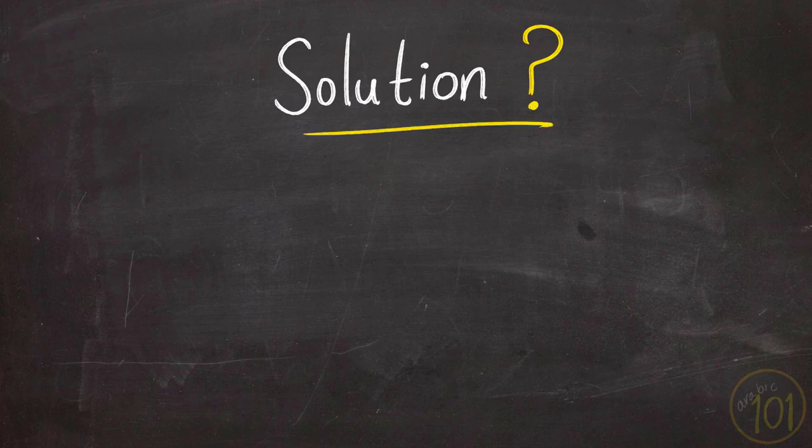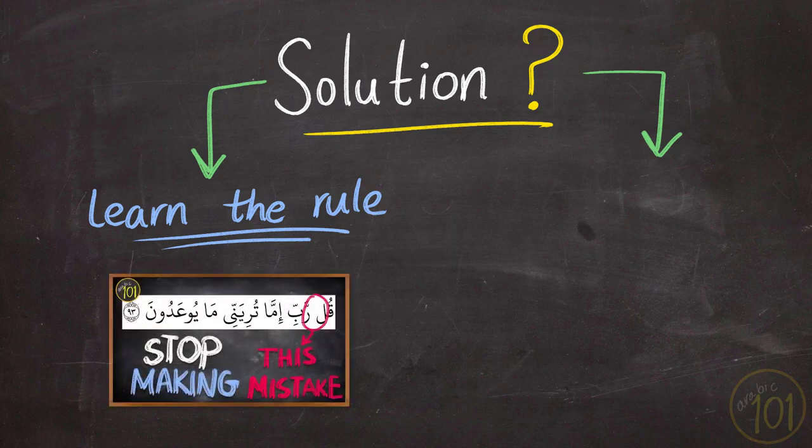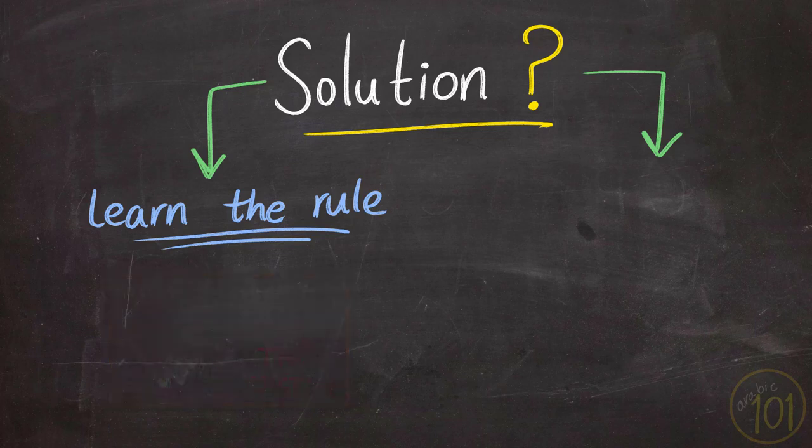How can we avoid making such mistakes? Well, there are two solutions. First, by learning the rules of which letters can be fused with which letters, which I explained in this lesson. So check it out to learn which letters are fused and how you can perform the fusion properly. The second way is by observing the tashkil that is on top of the letters.